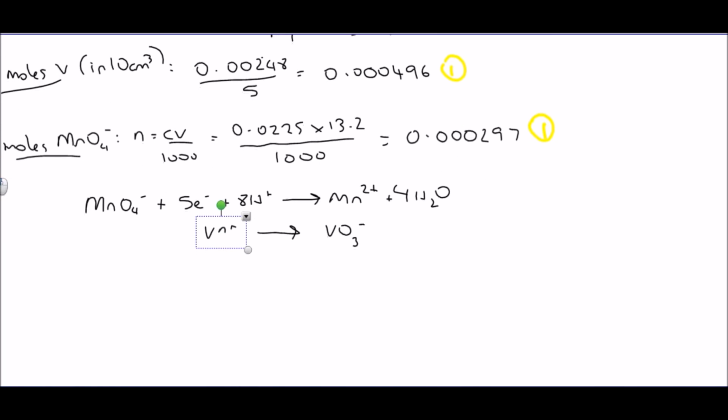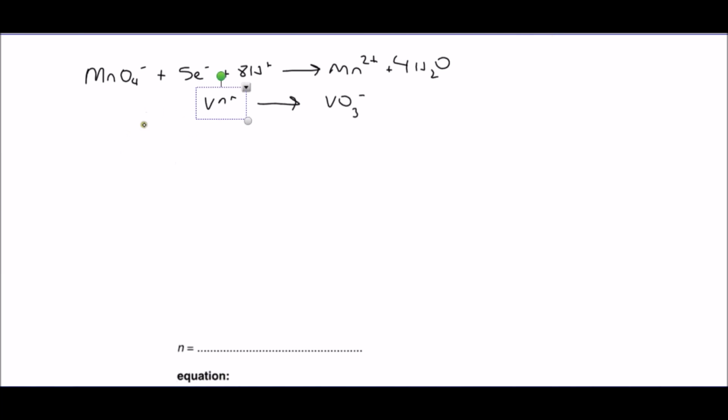Okay, so if I look at writing an equation that goes with this, because what I'm going to do essentially is add these two things together. So I've got MnO4 minus plus Vn plus, and that's going to turn into Mn2 plus and VO3 minus. Okay, I'm going to worry about the H pluses and the waters later, because for the minute all I'm concerned about is the manganate and the vanadium reacting.